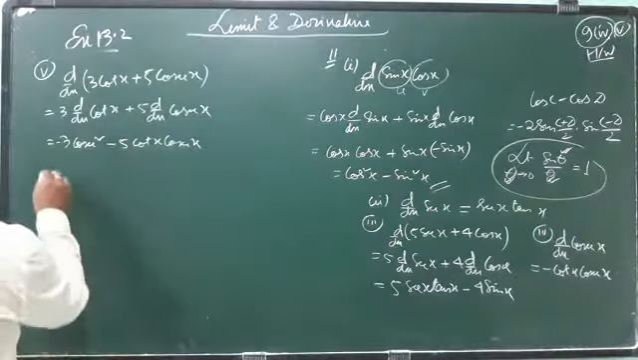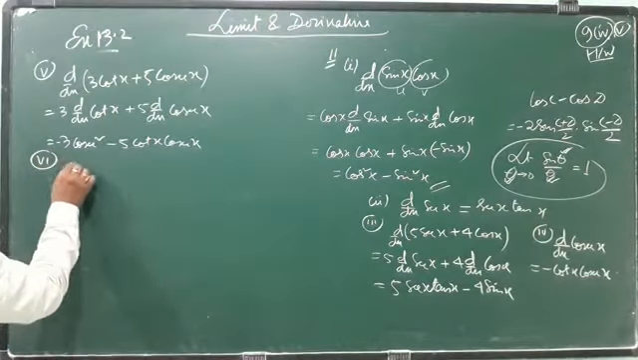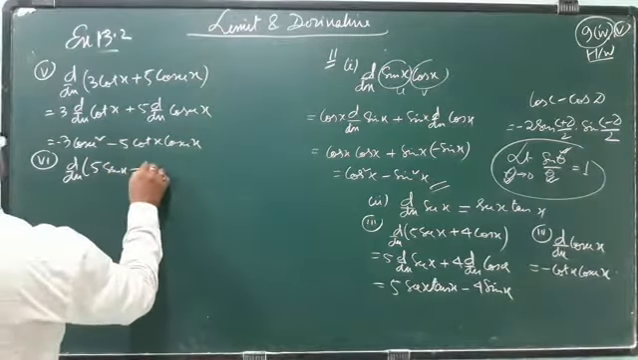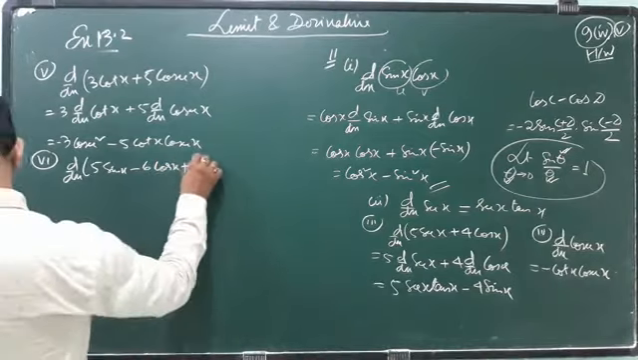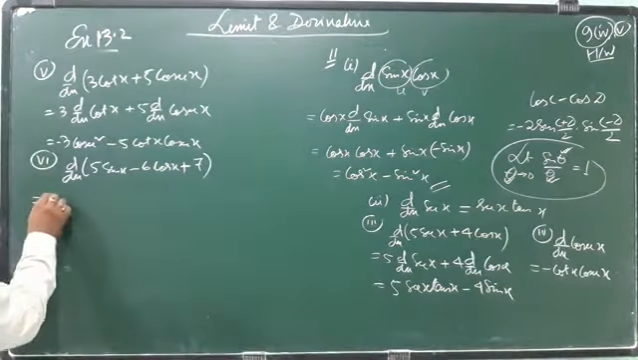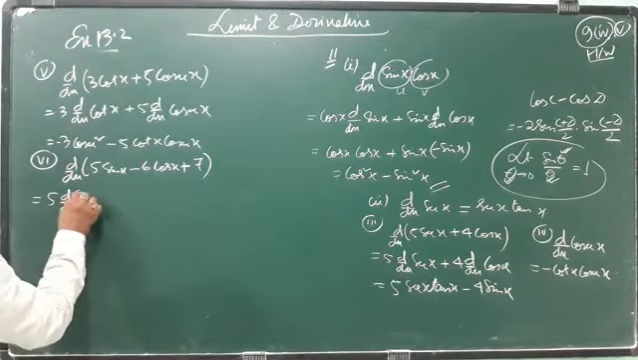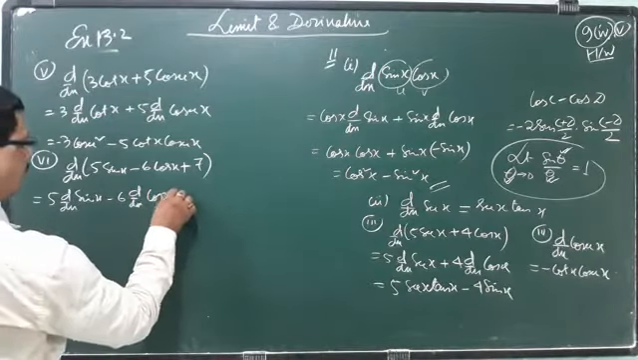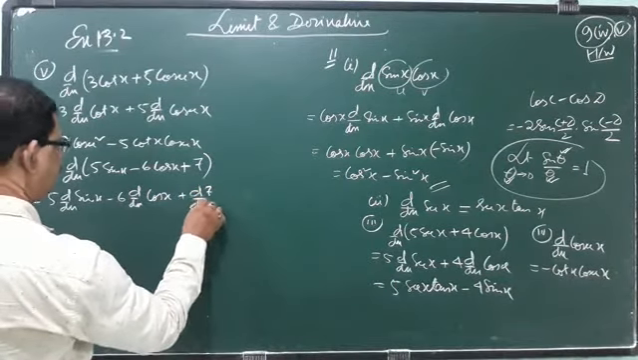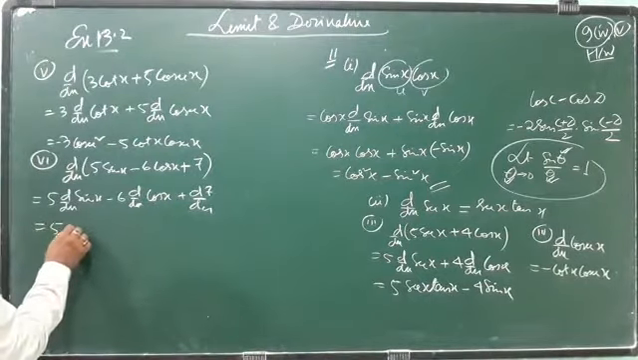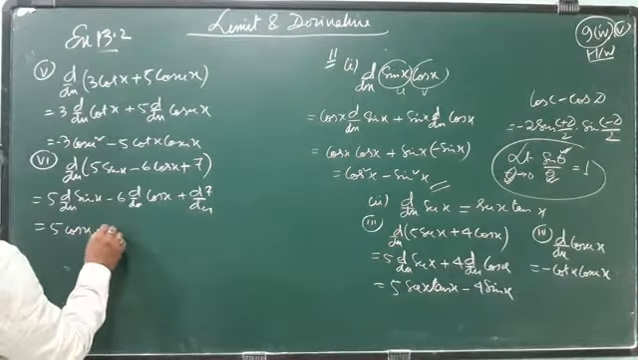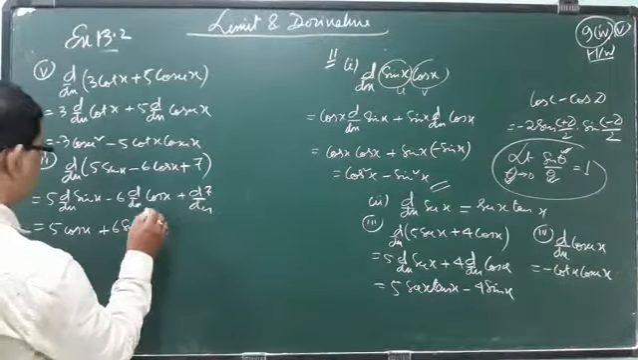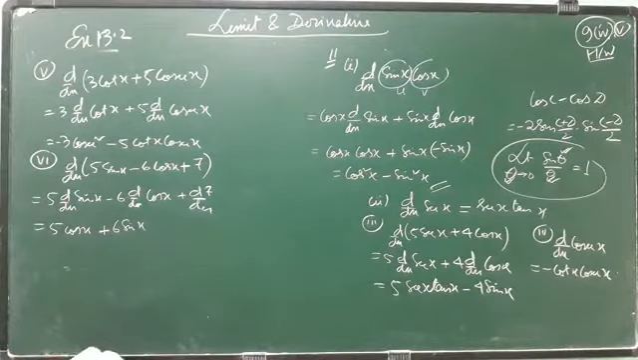Now question number 6, d dx of 5 sin x minus 6 cos x plus 7. Then we can write 5 d dx of sin x minus 6 d dx of cos x plus d7 by dx. Differentiation of sin x is cos x. Differentiation of cos x is minus sin x. So minus minus plus sin x, and the derivative of 7 is 0. So this is our question number 6.